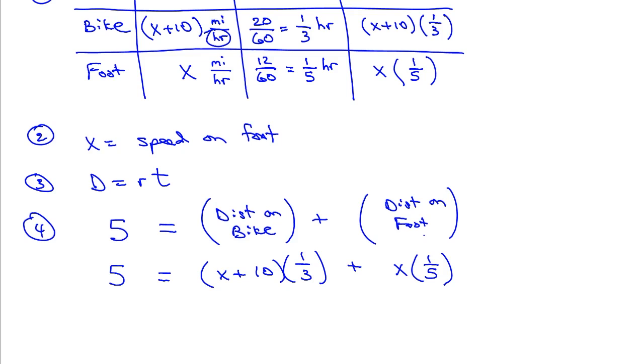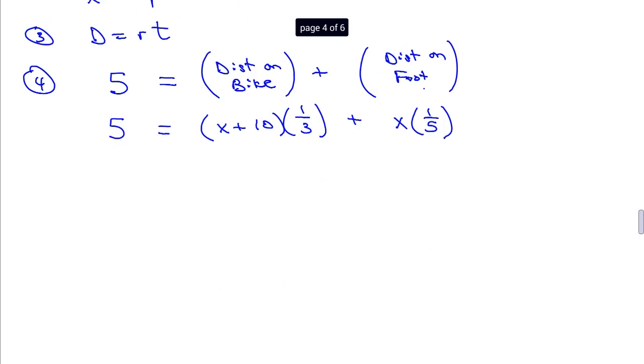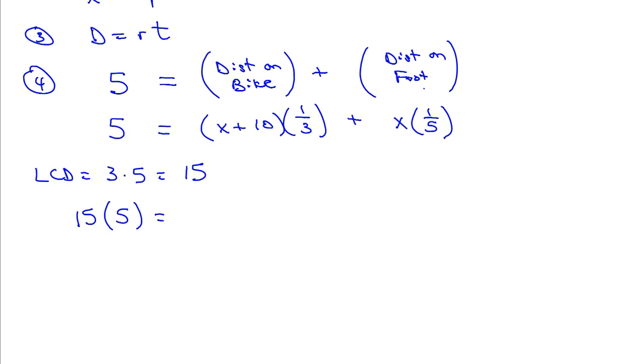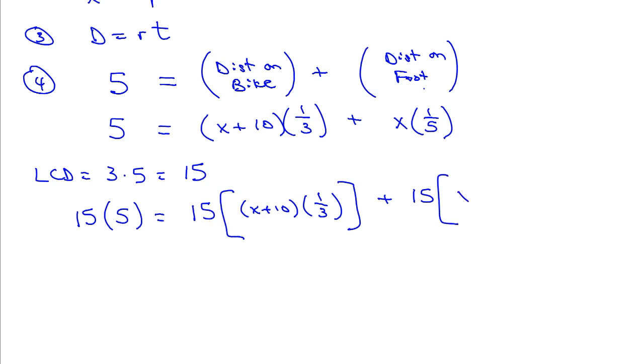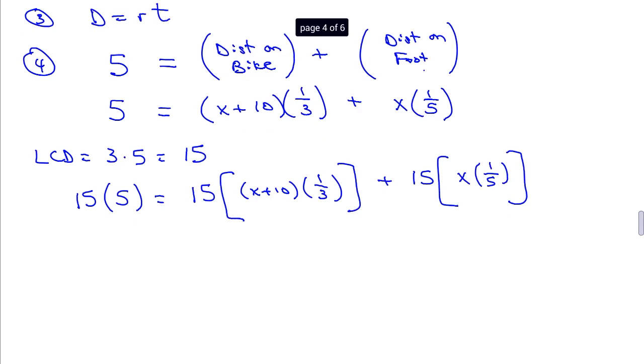We have an equation that has a fraction, so let's compute the LCD. We have a 3 and a 5, and so the LCD is 15. So I'm going to multiply both sides by 15 and cancel denominators. So we have 15 times 5, and then 15 times x plus 10 times 1/3 plus 15 times x times 1/5. I also distributed in that step.